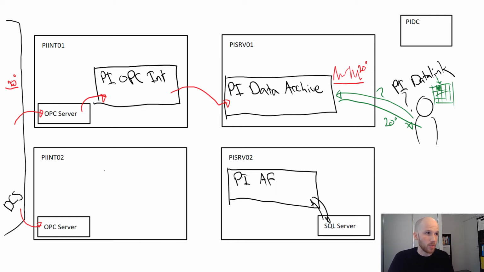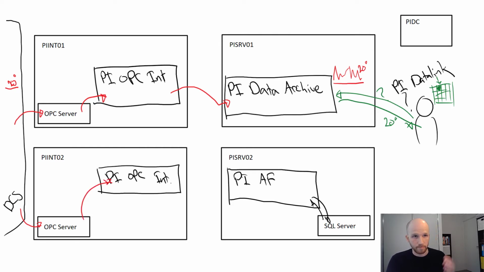So after we've set up user access, we're going to start setting up redundancy. So down on our PyInt02, we're going to set up another instance of PyOPC interface. We're going to hook that up to our OPC server, and then it's going to sit there and wait for the interface installed on PyInt01 to fail, and when it does, it's going to take over. So this is a pretty robust system we're going to set up.